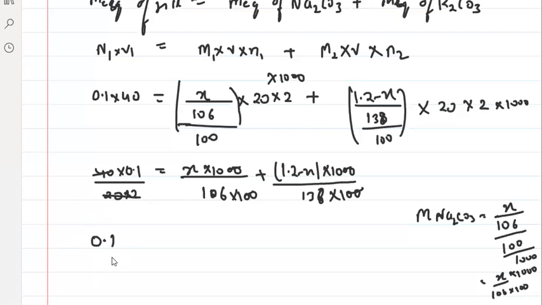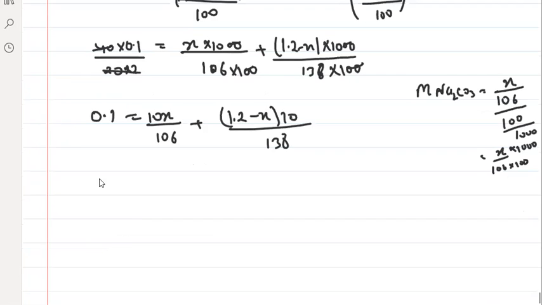Okay, Abhiram, wait. So 0.1 is equal to x into 10 by 106 plus (1.2 minus x) into 10 by 138. If you multiply this 10 here, it will become 100. So it will be what? 10.6. Wait, I'll just try to simplify the calculation. Okay.